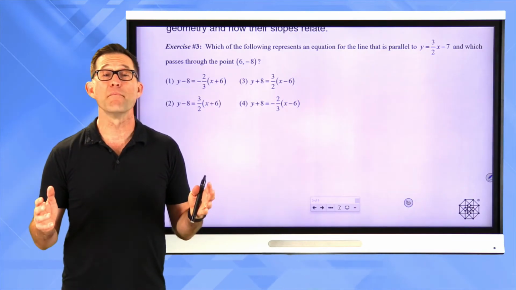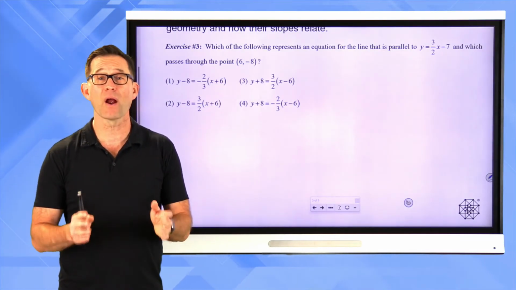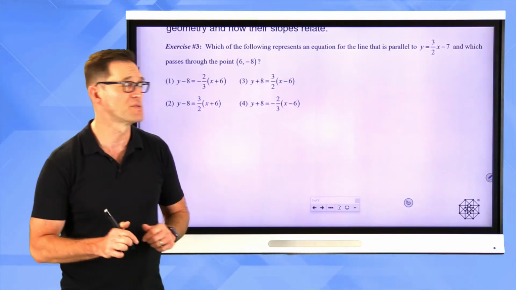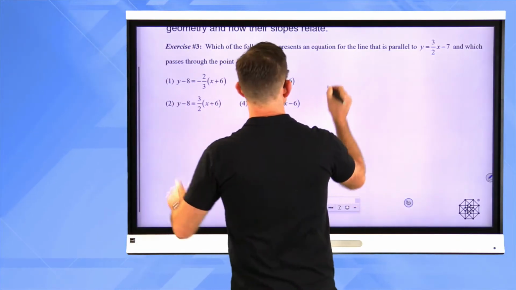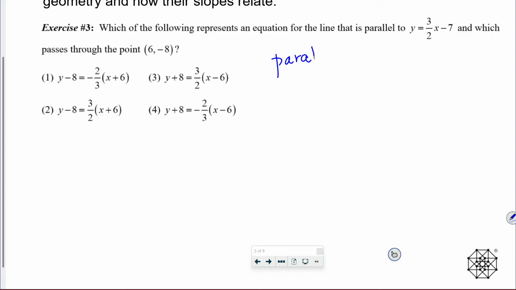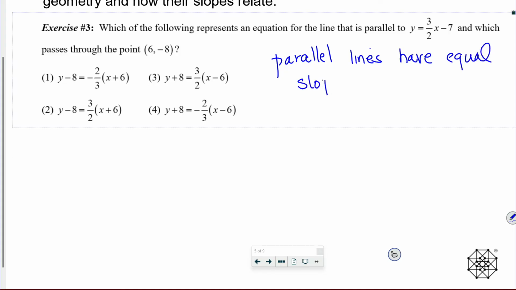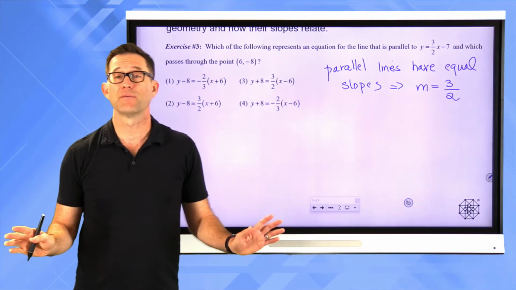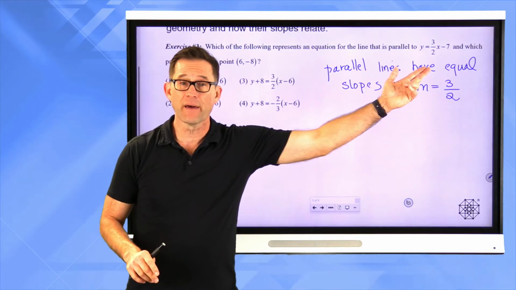All right, well, one of the big things in geometry was that parallel lines have equal slopes. Let's write that down, all right? Parallel lines have equal slopes. Okay, so that means that the slope of the line that we're looking for is 3/2, right? It's got to be 3/2. One way or another, the slope of this line is 3/2.